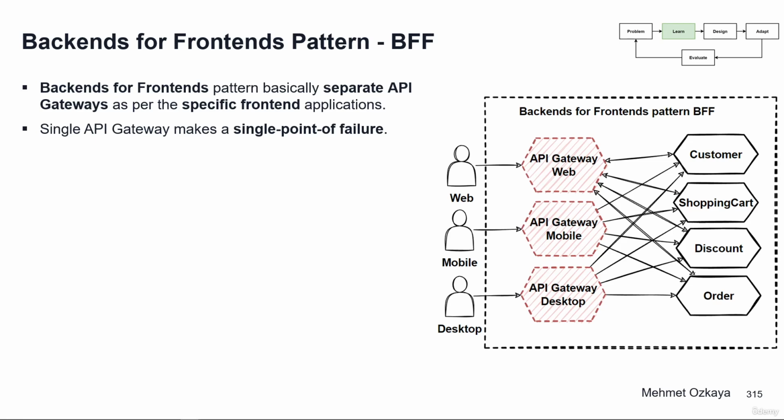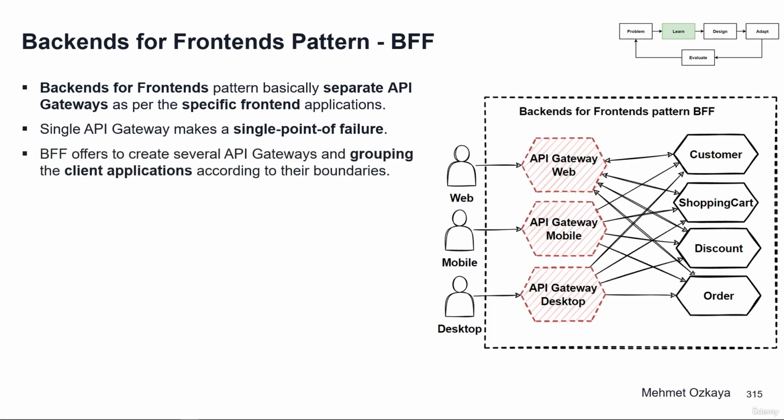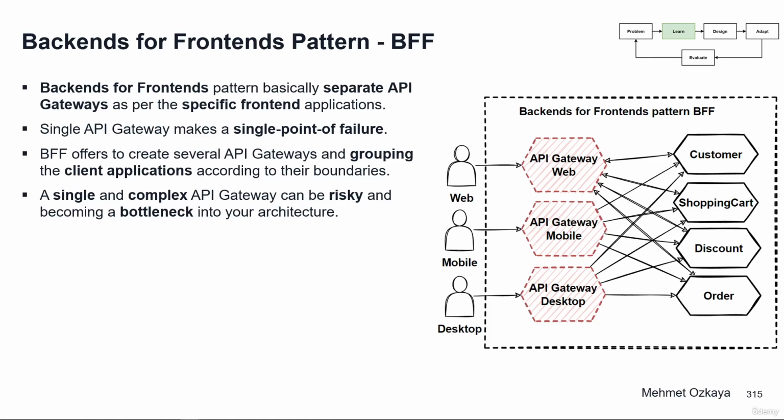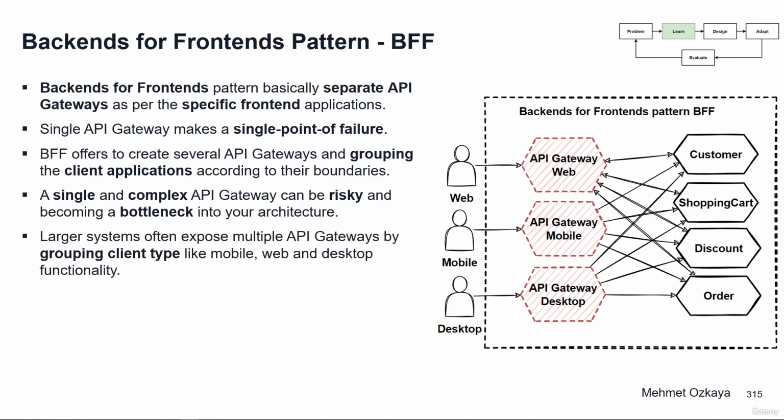But this makes a single point of failure. So in order to solve this problem, Backend for Frontend offers to create several API gateways, grouping the client applications according to their boundaries and splitting them into different API gateways. A single and complex API gateway can be risky and become a bottleneck in your architecture. Larger systems often expose multiple API gateways by grouping client types like mobile, web, and desktop functionality.